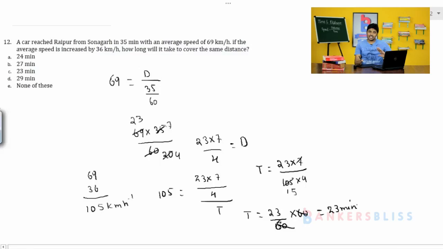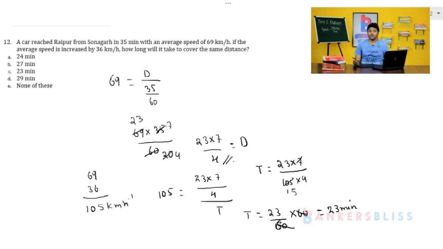Okay, so this is the actual procedure, but it is a lengthy procedure. Based on the first condition, you have to calculate the distance. We calculated the distance as 23 into 7 by 4. Next, with the help of the distance and the new speed, we have calculated the time. The time is 23 into 7 divided by 105 into 4. After simplification, I got 23 by 60 hours.